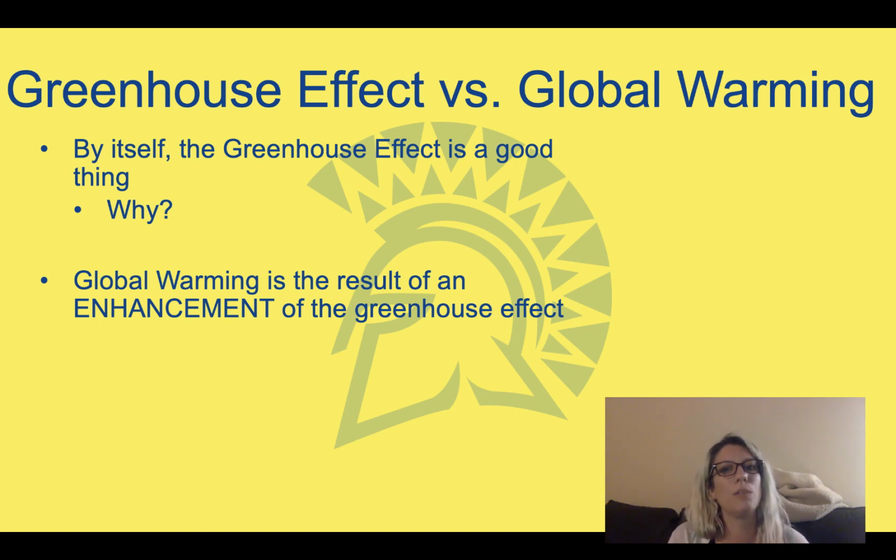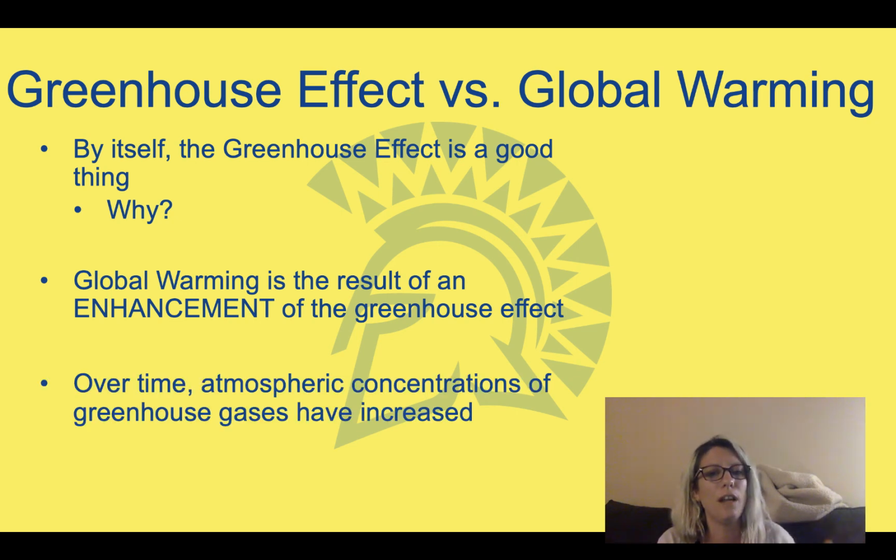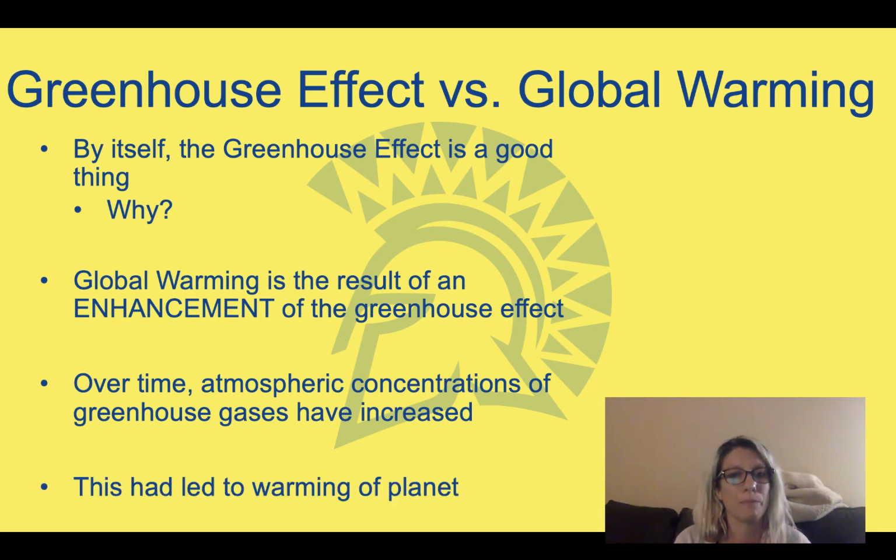But global warming is the result of an enhancement of the greenhouse effect. Okay, over time, atmospheric concentrations of greenhouse gases have actually increased because we've been putting extra greenhouse gases into the environment more than just what naturally occurs. So this has led to the warming of the planet.